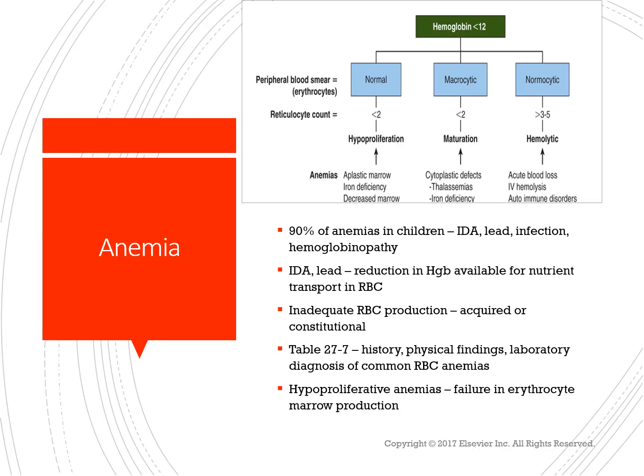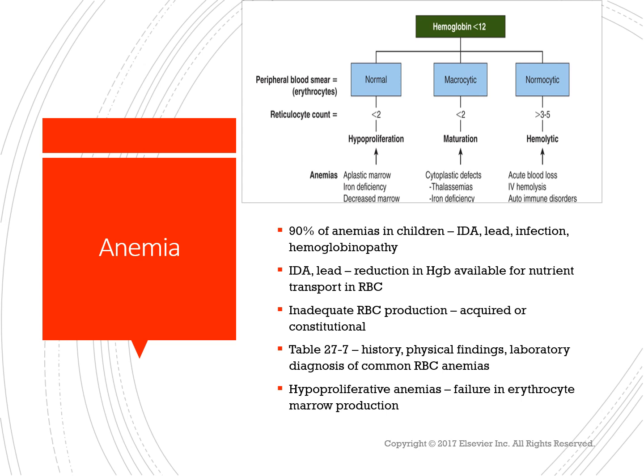So when we're looking at anemia in children, about 90% of the anemias that we see in children are going to be iron deficiency anemia, lead poisoning, infection, or some sort of hemoglobinopathy. When we're looking at iron deficiency anemia or lead poisoning, that's going to cause a reduction in the hemoglobin available for nutrient transport in the red blood cells. And then if we have inadequate red blood cell production, this can be acquired or constitutional.